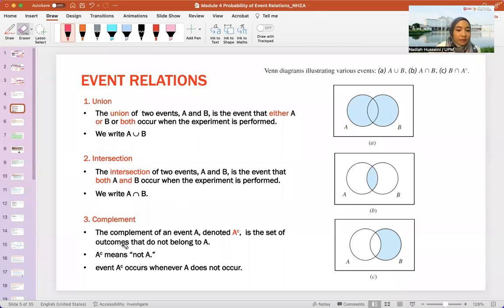So complement. The complement of an event A, denoted as A superscript C, is the set of outcomes that do not belong to A. As you can see over here, this is an overlap, but if we're talking about A superscript C, we are interested in the part that is not overlapping with A. A superscript C means not A. Event A superscript C occurs whenever A does not occur.